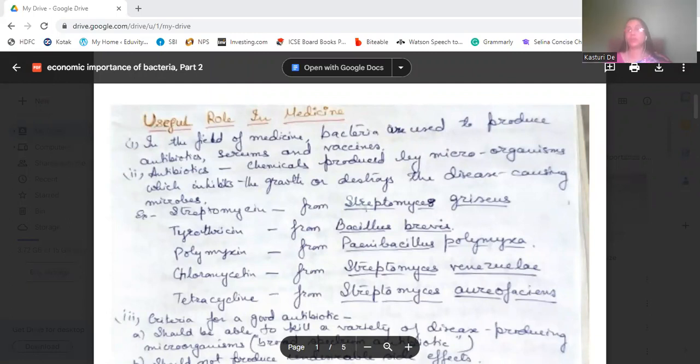The topic we will discuss today is the useful role in medicine of bacteria. We were discussing the economic importance of bacteria. So in part two, we will discuss the useful and the harmful roles of bacteria. For that, first we will start with the useful roles and then we will come to the harmful effects.